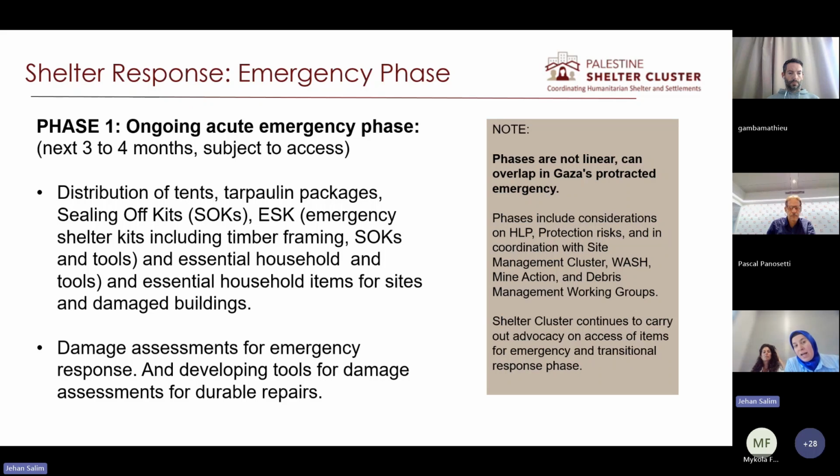But the most important thing has been, since there was a war and then there was no ceasefire, the Shelter Cluster was mainly focusing on advocacy, because there was no entry of items. There was a very limited shelter response on ground. Basically, people were using coping mechanisms, but the advocacy at cluster level was something very important for us to do. And also we are doing now more advocacy on access of items, just like Jihan mentioned, for example for this team and some things, and maybe for a transitional response phase.